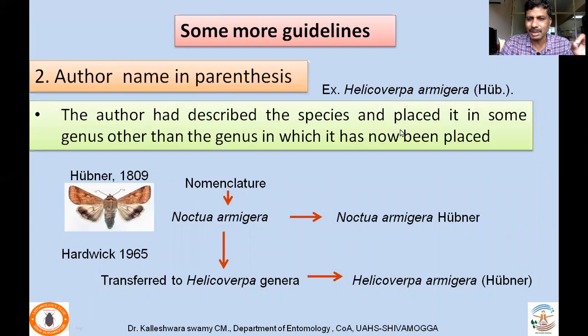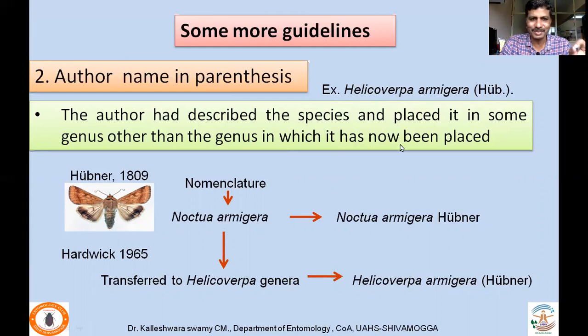Sometimes we will come across this in future classes. Say, for example, Helicorpa armigera, Hübner. In the previous case, Linnaeus's name was not in the bracket. Here you see the Hübner name is in the bracket. So what does it indicate? The author had described the species and placed it in some genus other than the genus in which it has now been placed.